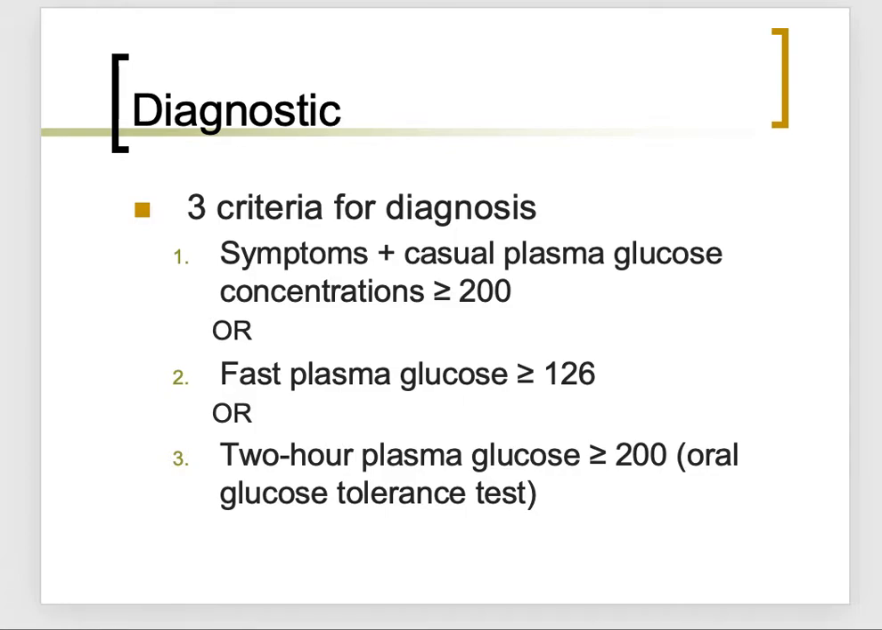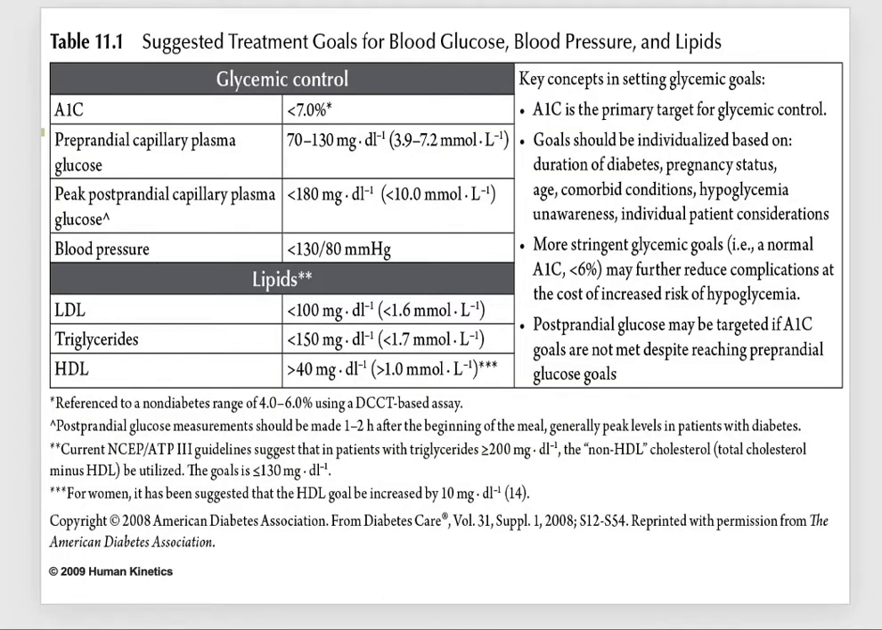So criteria would be symptoms plus casual plasma glucose with concentrations greater than 100. That's with food in the system. Or fasting plasma blood glucose, as I mentioned earlier, 126 or higher, or someone who did a 2-hour plasma glucose test. So they drank the sugary solution, waited, and then they tested the blood glucose level, greater than 200. So 3 different ways. Quite frankly, I think the one that you're probably most familiar with is going to be the fasting blood glucose greater than 126. On 2 occasions, you're going to be diagnosed.